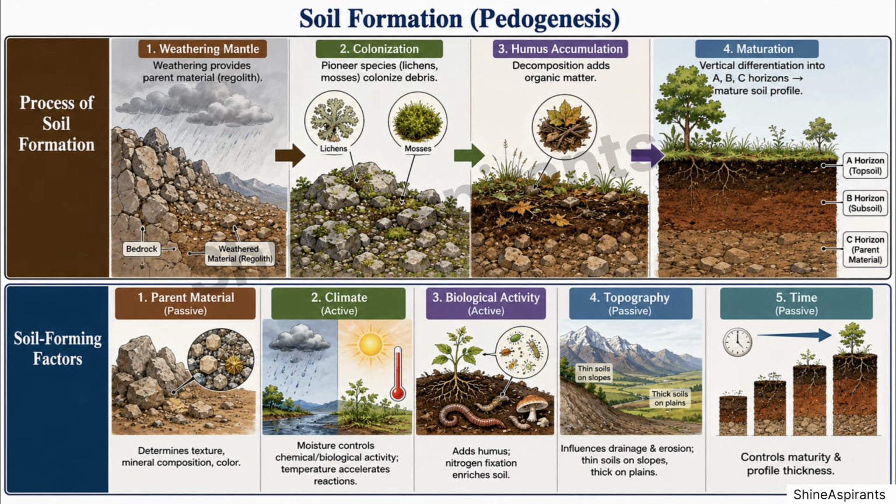Mature soil profile. Soil forming factors. Parent material, passive, determines texture, mineral composition, color. Climate, active: moisture controls chemical biological activity, temperature accelerates reactions. Biological activity, active: adds humus, nitrogen fixation enriches soil. Topography, passive: influences drainage and erosion, thin soils on slopes, thick on plains. Time, passive: controls maturity and profile thickness.